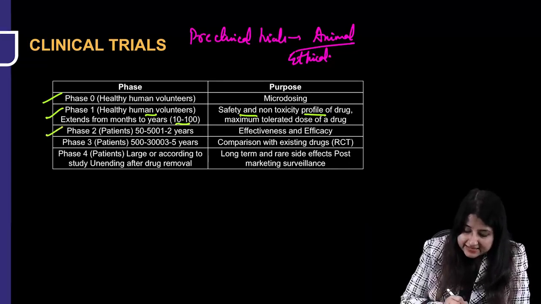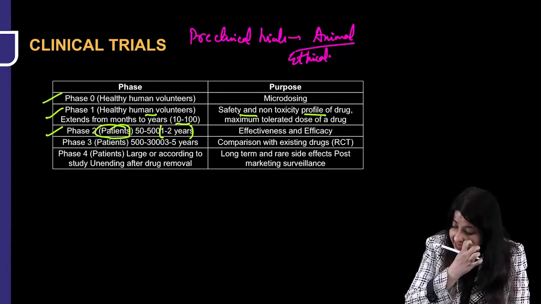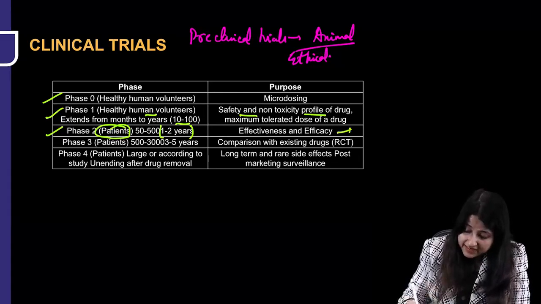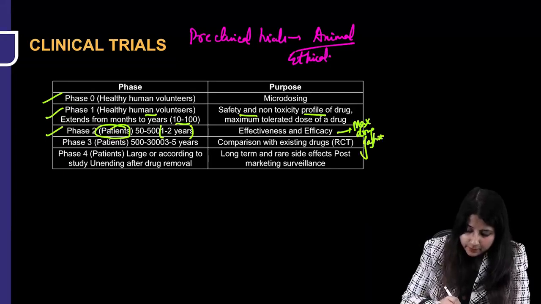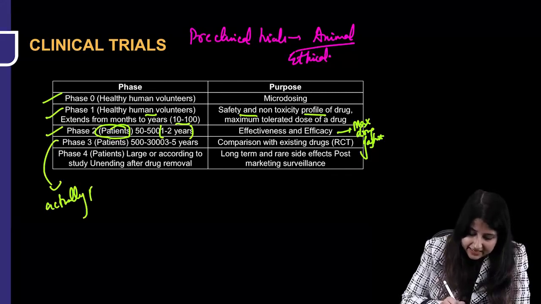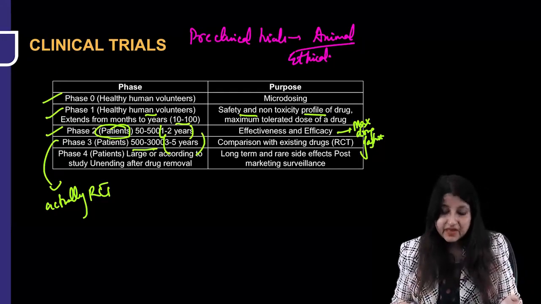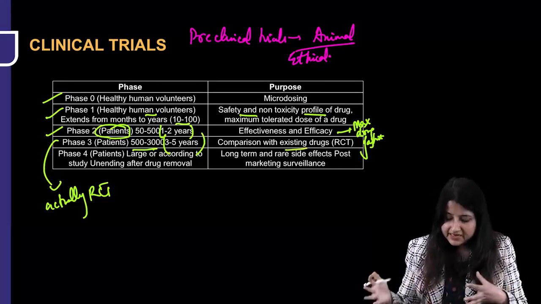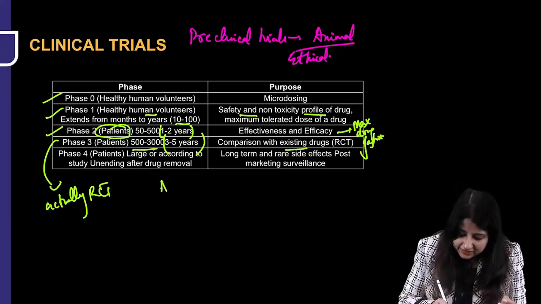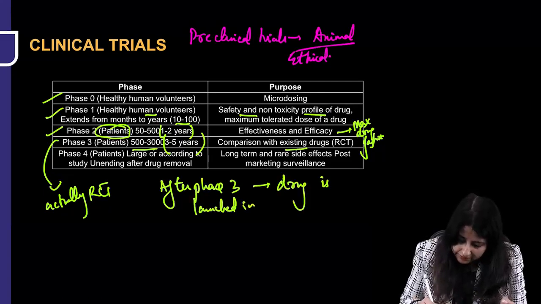Phase 2 again is 1 to 2 years, and we can go for 50 to 500 participants. From phase 2 we start with patients, looking at effectiveness and efficacy. Maximum drug failures occur in phase 2. Maximum drug failure, guys, occurs in phase 2. Phase 3 is actually an RCT because here you are comparing over 3 to 5 years, and look at the sample size, 500 to 3000. You're actually comparing with the existing drug. After phase 3, the drug is launched in the market.